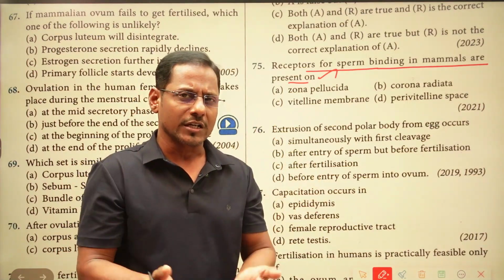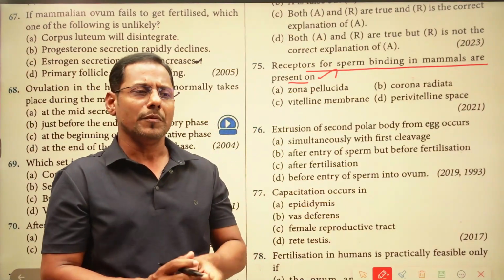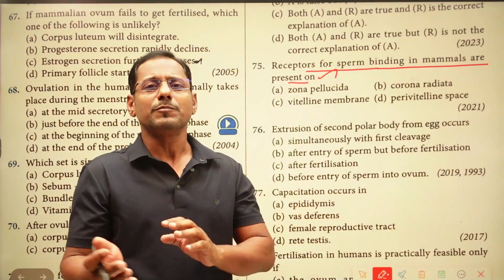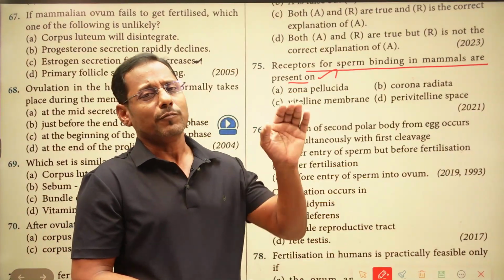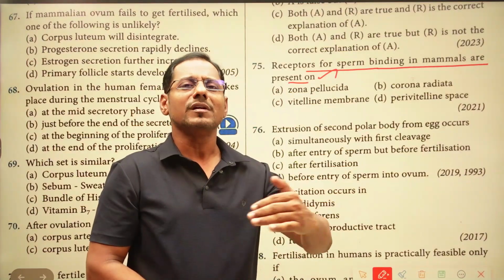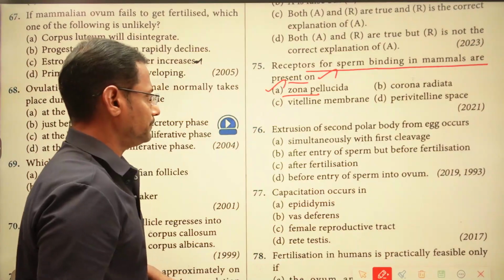After that, the cortical reaction takes place. Ultimately, the outermost layer present around the ovum is going to become very tough, in order to block the entry of other sperms into the ovum. That is polyspermy. If polyspermy occurs, what happens? The number of chromosomes is going to increase in the zygote, which does not result in a human being, right. So, here the zona pellucida is the right answer.